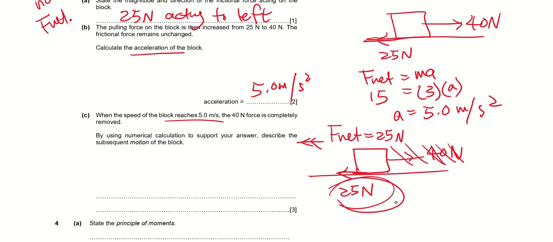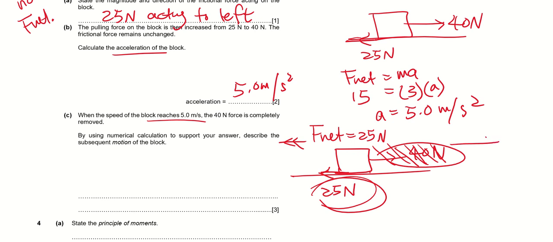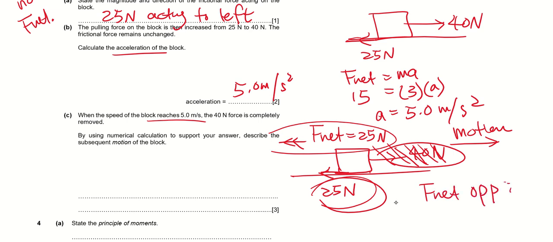Because the force of 40 Newton is removed, it doesn't mean the frictional force is removed. It is still traveling, right? But which direction is it still traveling? If the 40 Newton was removed, the motion will still be in the original direction, because it still has speed, so it will later slow down. The motion is still to the right. But you notice that F net is now to the left. So F net is now opposite in direction of motion, meaning it will slow down.